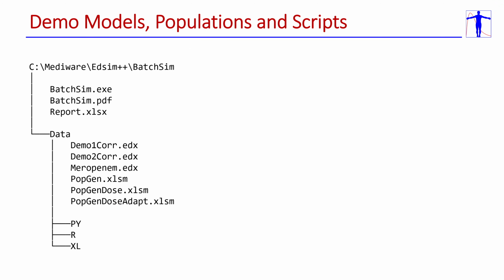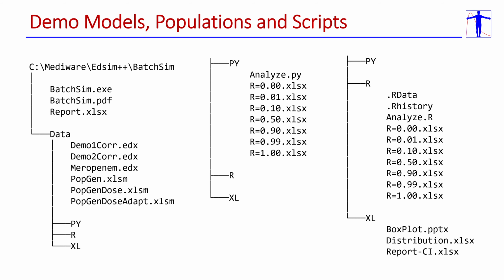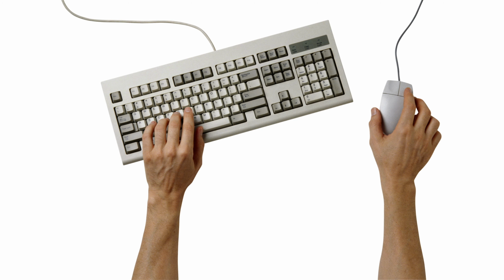The diagram below shows the folder structure of the BatchSim installation directory. The PY folder contains the Python demo scripts. The R folder contains the R demo scripts. The XL folder contains the Excel demo spreadsheets. These are the contents of each script folder. Please join me now for a hands-on exercise.